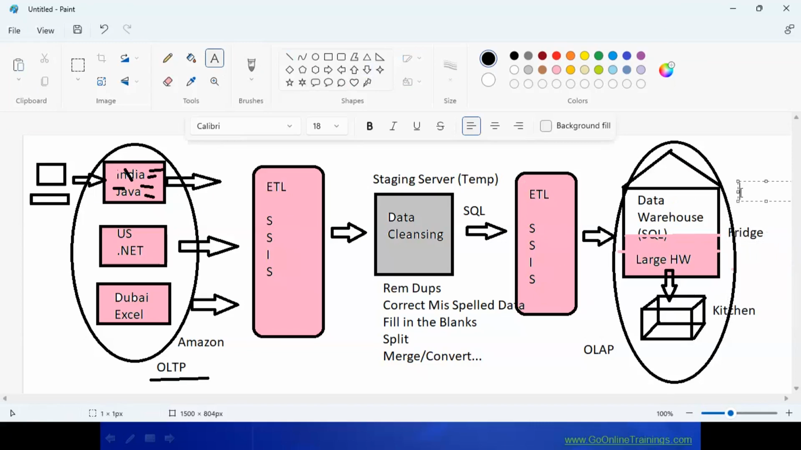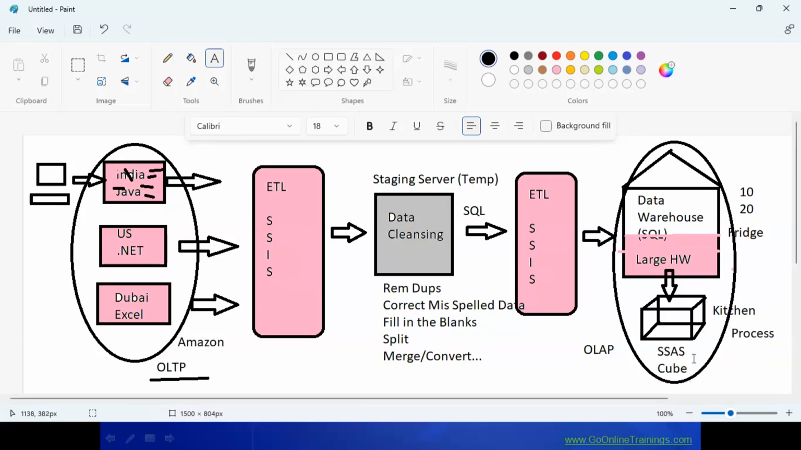For example, in the fridge you store the data. I store the data 10 and 20. Let us take a simple example. Now I want to know the total. Total means I am doing processing. Processing is done in the kitchen. So here we use an application called SSIS where we create a cube and process the data. Clear? So the cube tells me the total will be 30.